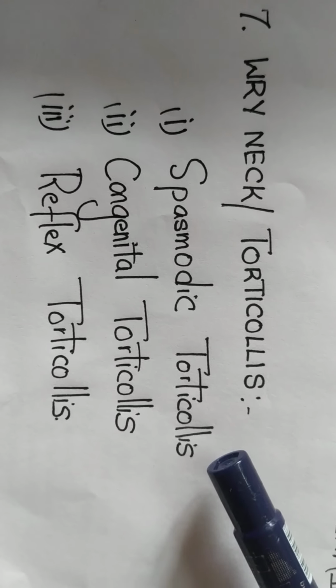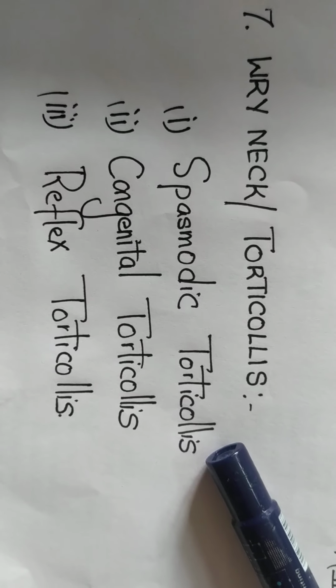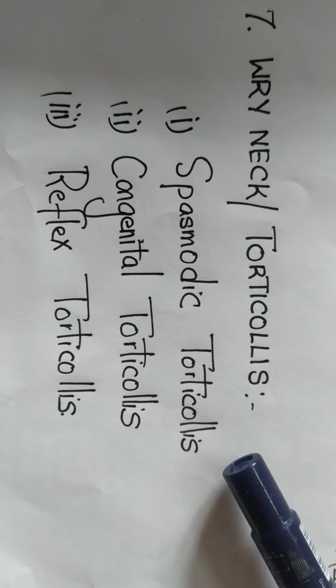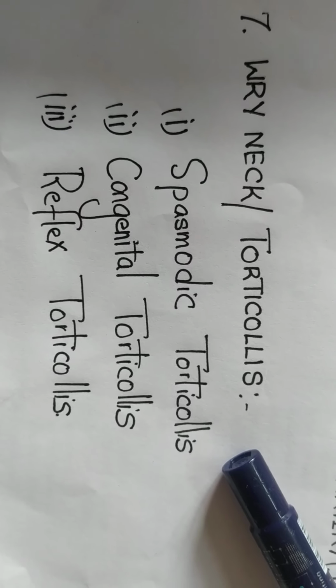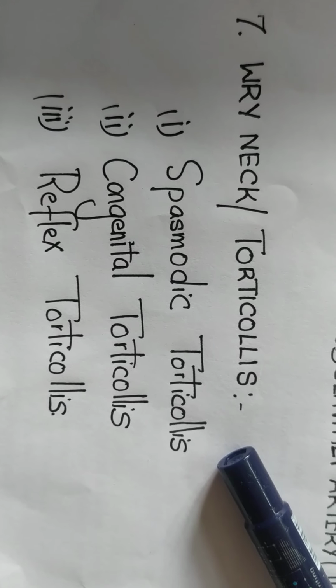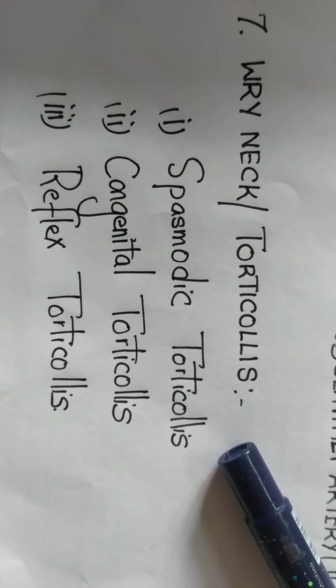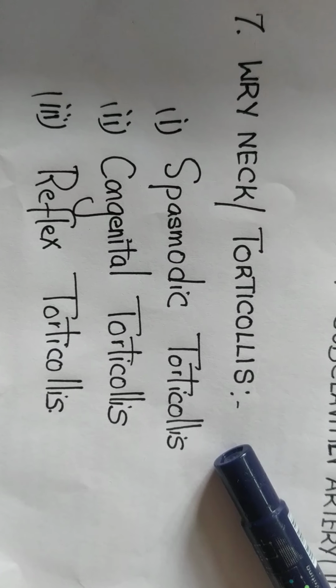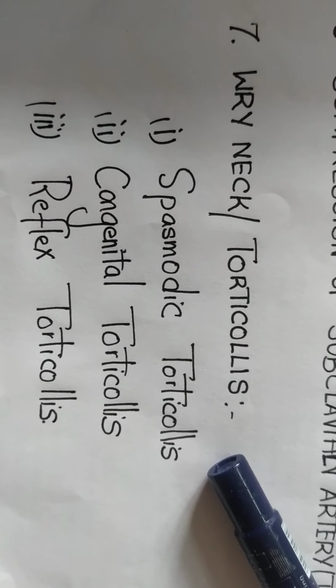Torticollis is of three types. Those are spasmodic torticollis. Spasmodic torticollis is caused by painful contraction of trapezius and sternocleidomastoid muscle. The reason for spasmodic torticollis is exposure to cold and maladjustment of pillow during sleep.